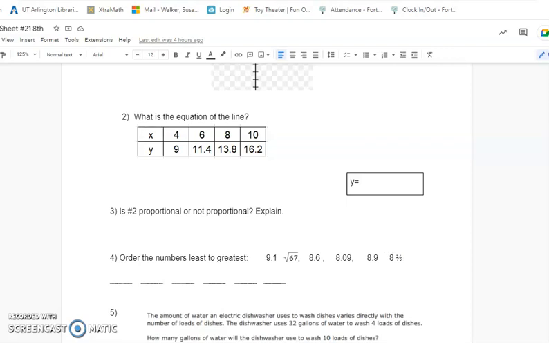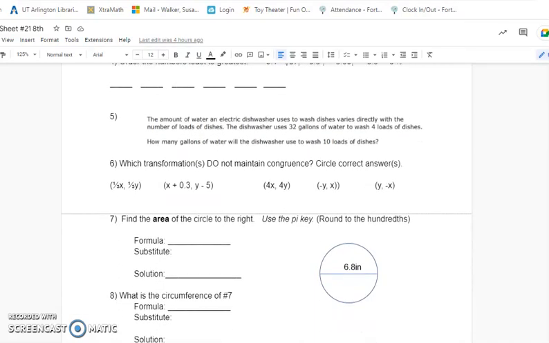Number 5. The amount of water an electric dishwasher uses to wash dishes varies directly. We've not focused on this as much as I should have. Varies directly means proportional. We focused on this a lot last year in 7th grade. Direct variation, varies directly, directly varies. They mean that we have a situation that is proportional.